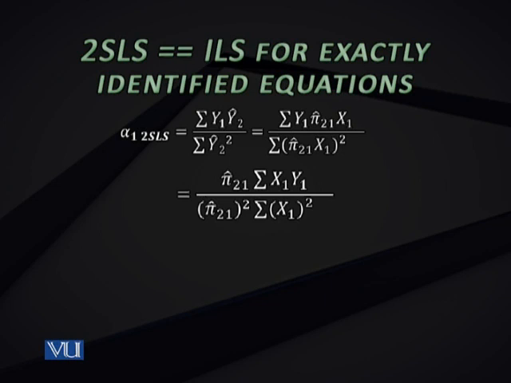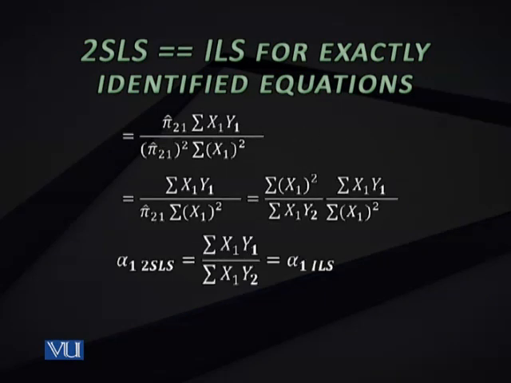So after cancelling and performing some operations, you can easily see, as you are seeing some expressions on the screen, that some of the values will be cancelled out, and the end result of this operation is that you get the two-stage least square estimates of the structural parameter alpha 1 as summation x1 y1 over summation x1 y2, which is exactly the same as you did when you performed the indirect least square. So presently we have theoretically shown that if you perform ILS or two-stage least square on an exactly identified equation, you may get the same results theoretically.